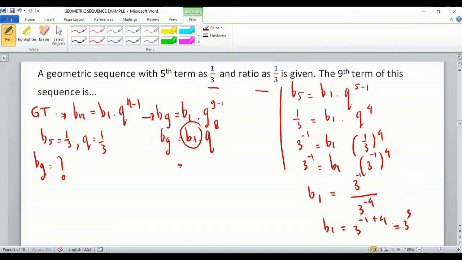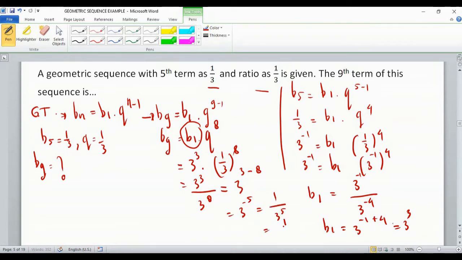So we need to substitute to here. B1 is 3 power 3 times the ratio 1 over 3 power 8. So we can calculate it to be 3 power 3 over 3 power 8. This means 3 power 3 minus 8, so this is equal to 3 power minus 5, or 1 over 3 power 5, or 1 over 243, everyone. So that's the explanation from me.